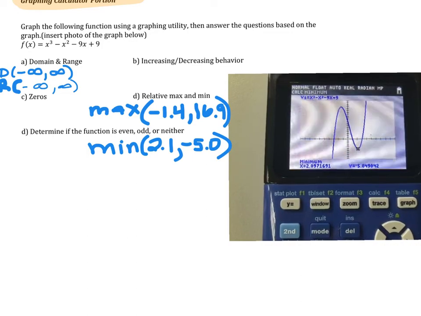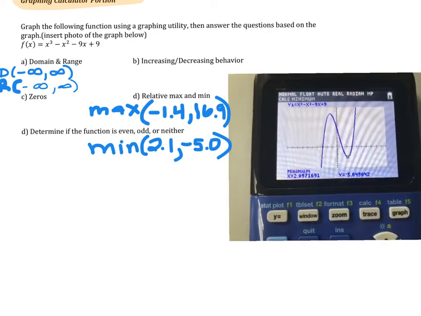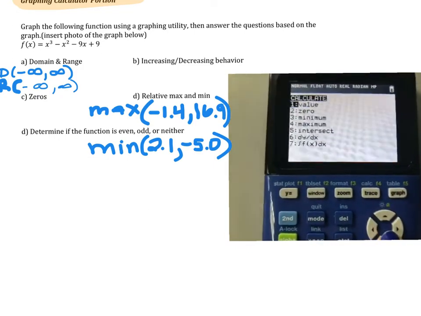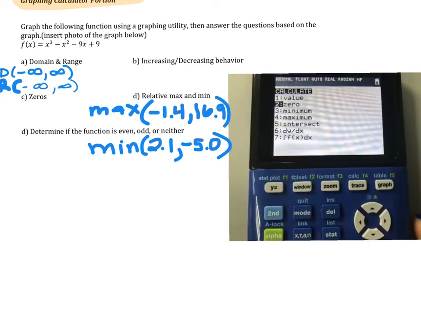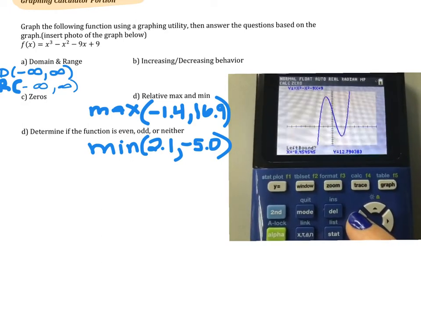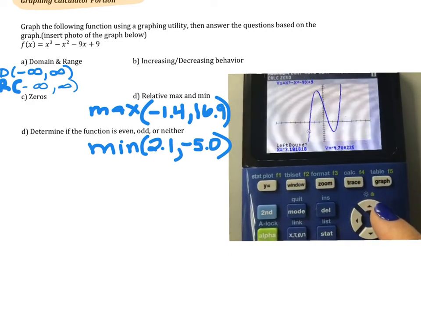Still good? Yes? Okay, while I'm here, before I do increasing and decreasing, I'm going to do my zeros. So I'm going to go second, trace, back to my calc menu, and find the zeros. So I go to 0, and it's saying, where's the left bound? How many times does this graph cross my x-axis? 3 times. So I'm going to do this 3 times.